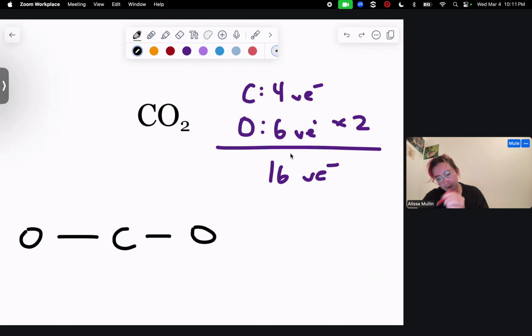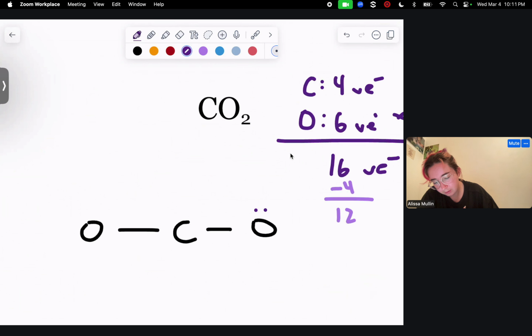So just connecting them, I already have used up 4, so I need to show 12 more. So up to you how you use those. I suggest just do all dots and then move them if you need. 2, 3, 4, 5, 6, 7, 8, 9, 10, 11, 12. So my carbon's looking kind of sad.